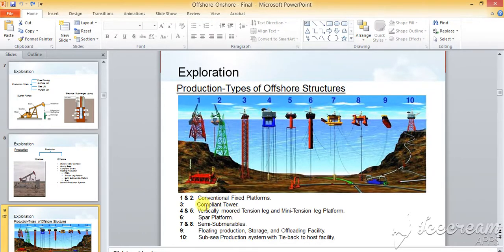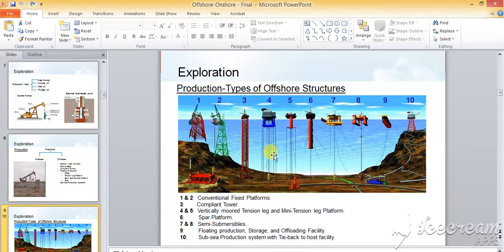Then come the vertically moored tension legs. These blue lines that you can see on the screen are the lines that have been attached to the upper structure. So it is basically a pull tension. Through that pull tension, the structure is held on the surface of the sea. The same is for the fifth one. In both cases, this is purely a structural job.